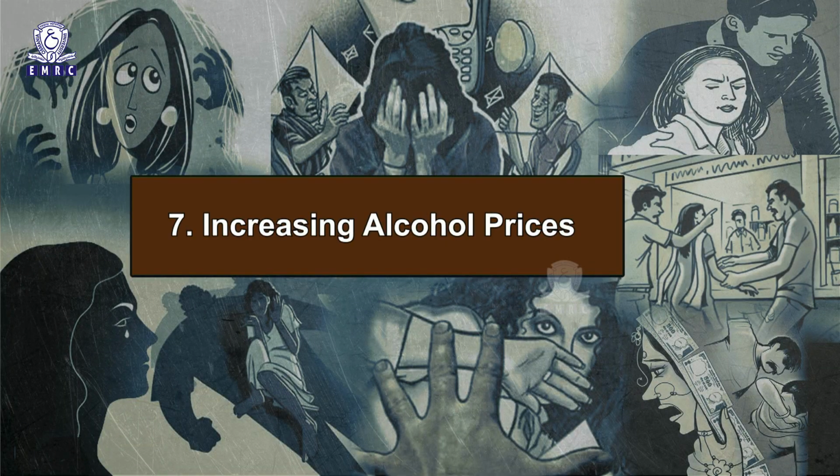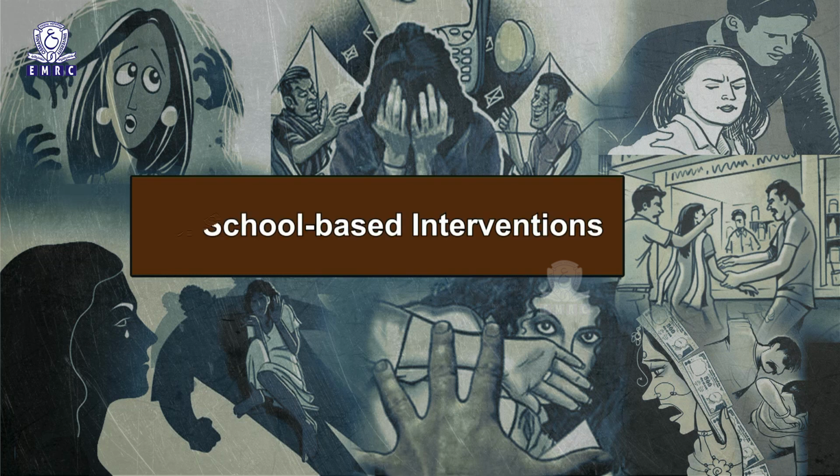Regulating alcohol availability. Measures to control sales of alcohol, for example, through restrictions on alcohol sales, times and location. Next one, increasing alcohol prices. Measures to reduce access to alcohol by raising prices, including through taxation and minimum alcohol price policies.